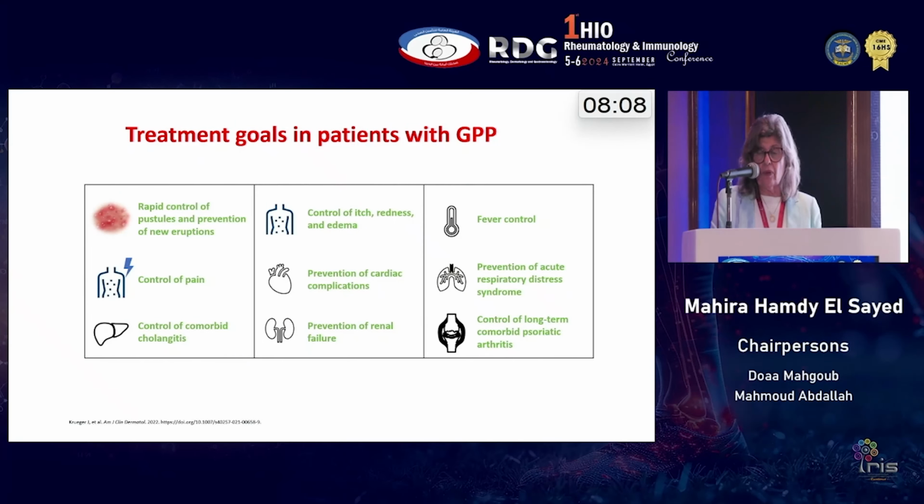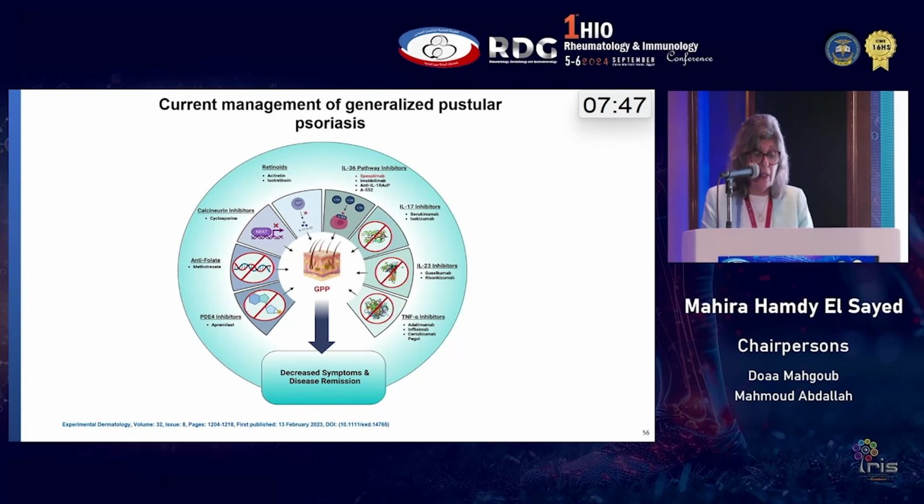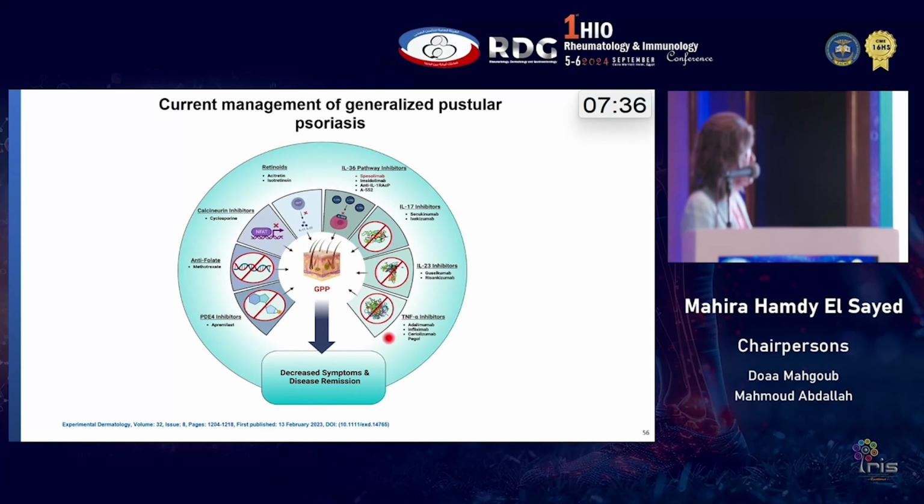What about the treatment? The treatment is unsatisfactory until now, but our goals are to control the pustules, prevent new eruptions, control the pain, the itching, the redness, and the fever, and prevent systemic complications, whether renal or cardiac, and prevent acute respiratory distress syndrome. This one was published in Experimental Dermatology, which shows the different treatments that are used in GPP to decrease symptoms and cause disease remission.